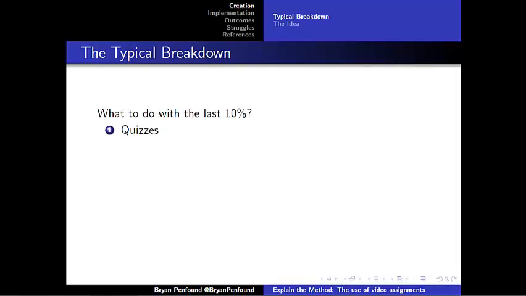So let's take a look at what we typically do with this last 10% in mathematics courses. We might fill this last 10% with quizzes. Carey, in his book, How We Learn, discusses storage and retrieval strength. Each memory that we have in our long-term memory storage has both storage and retrieval strength. Storage strength refers to how well this memory is learned, and retrieval strength refers to how easy we have access to this memory inside of our long-term memory store.